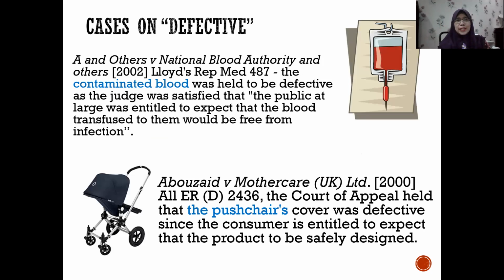Okay, let's go to cases. We haven't come to the cases. Cases are all interesting under this topic. The first case, this is all common law case. Okay, the first case, A and others v National Blood Authority and others, reported in 2002. It pertains to contaminated blood. Okay, it's possible when somebody donates his blood, the blood could be contaminated. So contaminated blood was held to be defective because why?